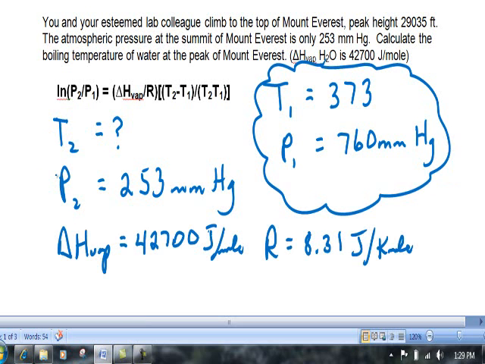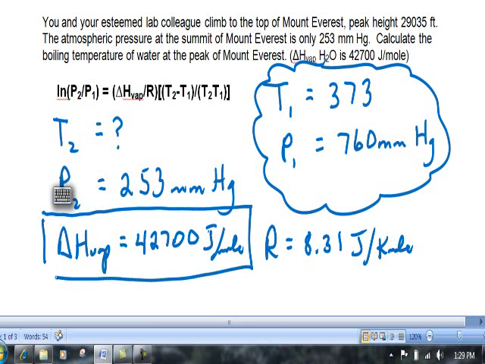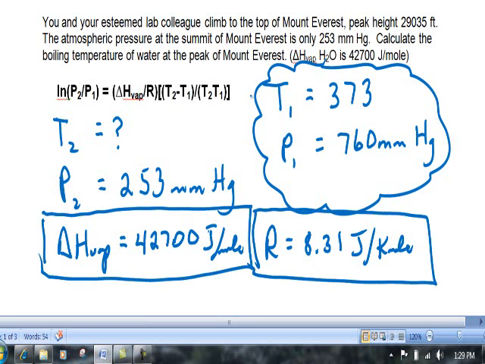Other information we need to solve the problem would be the heat of vaporization of water, which we have as 42,700 joules per mole, and also our R value from the gas constant, which, because we're doing an energy-related calculation, we need to have units that include energy, which in this case is the joule. The unit of measure for energy has to be part of our R value that we select.